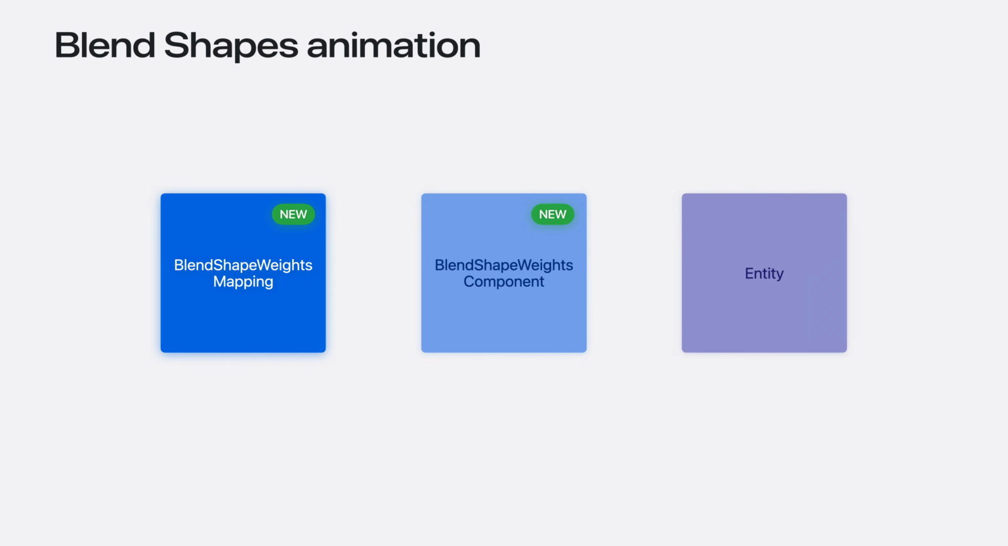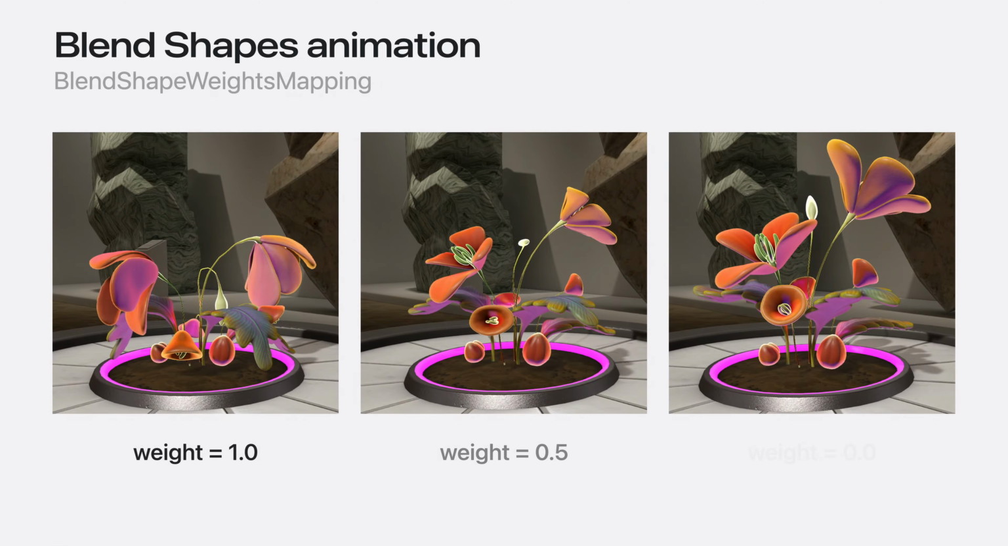The Blend Shape Animation API consists of a Blend Shape Weights mapping, Blend Shape Weights component, and two ways to execute the animations, procedurally or via USD animation. The Blend Shape Weights mapping allows you to set a weight associated to a blend target. You set up the blend targets on an entity, and each target can have weights associated to it.